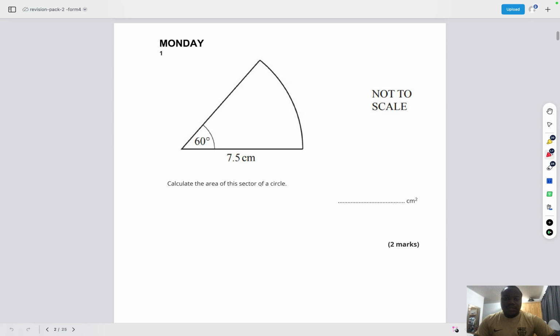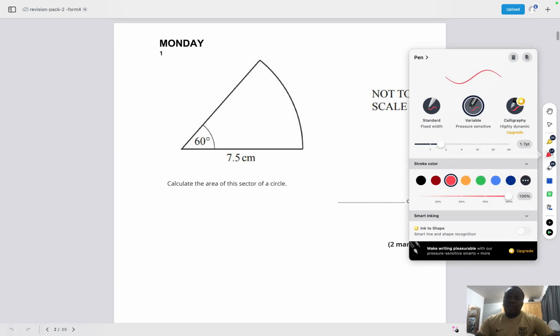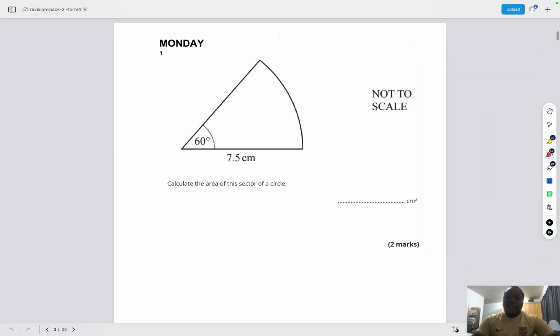Calculate the area of this sector of a circle. Since we know that the area of a sector is given by theta over 360 times pi r squared, and we have this sector where theta is 60 and the radius is 7.5, our duty now is to just substitute these terms in our formula, and then we see what we're going to get.